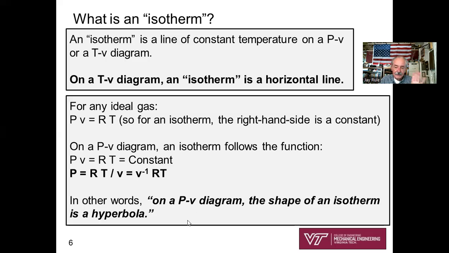So what does that mean? What does that mean mathematically? That means on a pressure volume diagram, the shape of an isotherm is a hyperbola. You covered this in high school. Y equals constant divided by X. That's a hyperbola. Oh, I think I remember that from high school. Great. Okay, you're going to depend on knowing that now.